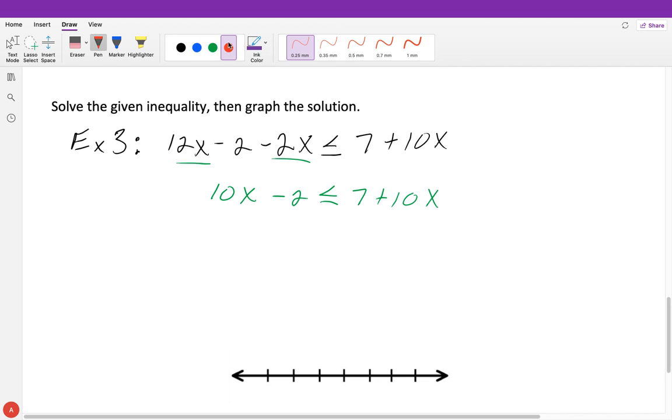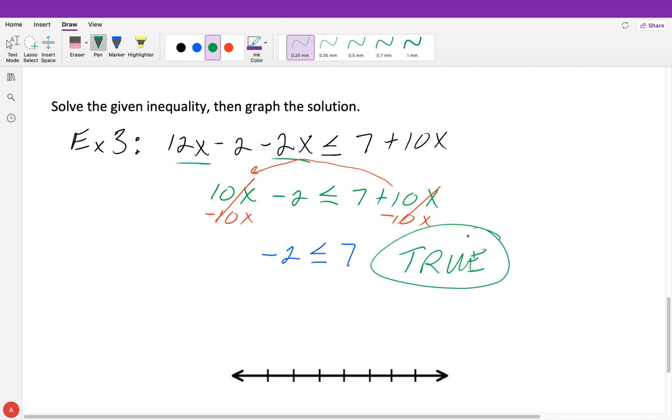All right, so now something should maybe start jumping out at you. But I'm going to move my variables to one side, and I always like moving my variables to the left, so I'm going to subtract 10x from both sides. When I do this, they cancel out on both sides and give me a 0. And now I'm left with the statement of negative 2 is less than or equal to 7. Just like before, is this a true or a false statement when our variables completely disappear? And this is a true statement, right? Negative 2 is less than or equal to 7.